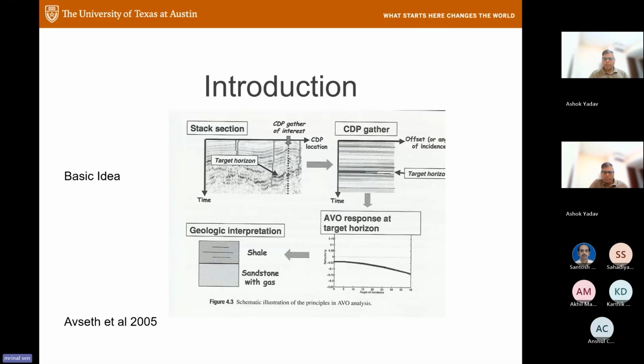So this is from Ikelle's book. So you have the stack section, you have the CDP gather.